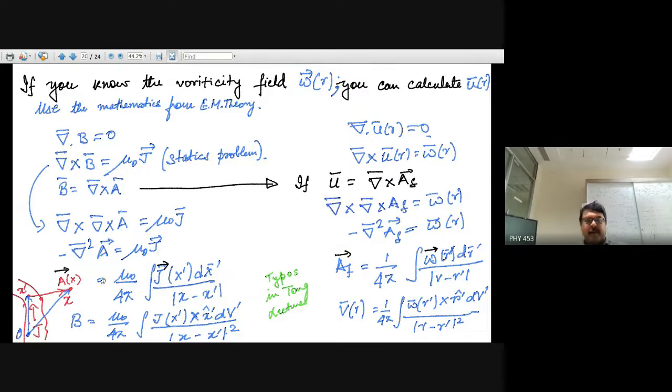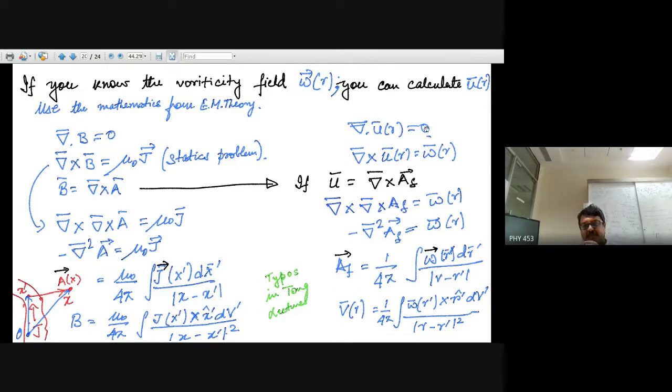Making this mapping, just like the A field can be written as mu 0 by 2 pi, the static current density integrated over the entire volume, over x minus x prime. You can calculate A, and from that take the double derivatives, right? To calculate the vorticity, you can calculate the velocity field and vorticity. You can similarly write A fluid in terms of omega r dash, assuming that you know vorticity.